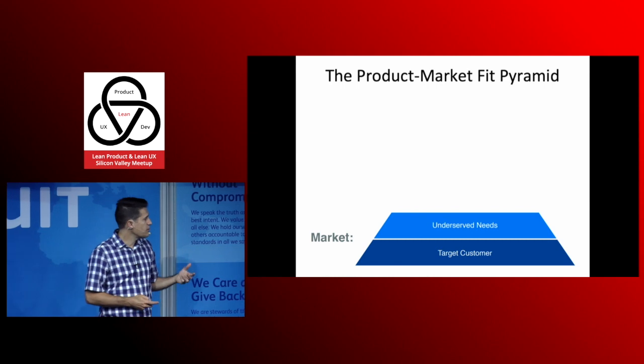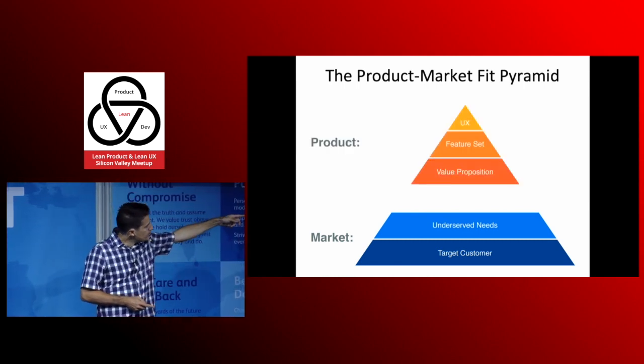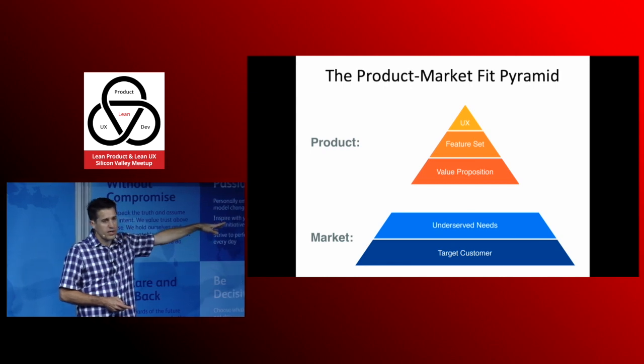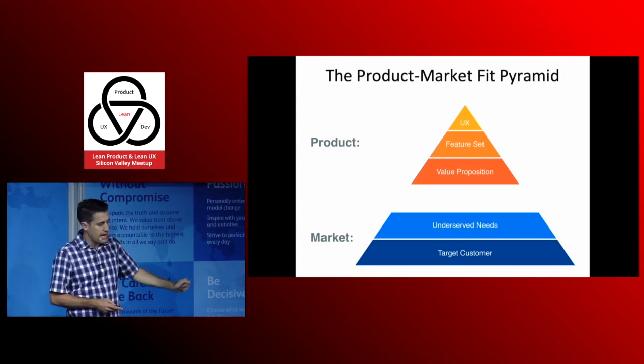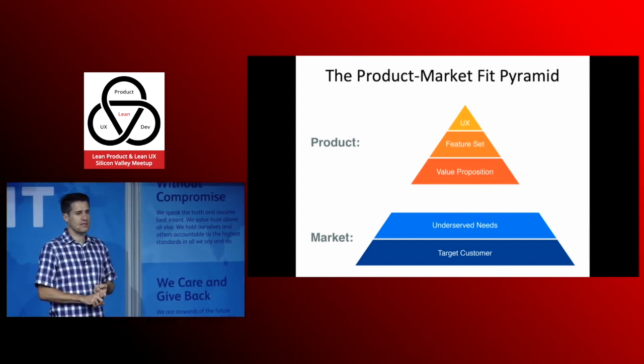The way I like to represent those is with these three hypotheses: the value proposition, which in an ideal world builds directly on the underserved needs when you have product market fit. When you don't, there can be a gap. The value proposition is, okay, what are we actually going to tell customers? What are we going to promise to them that our product does for them? And how are we going to do so?